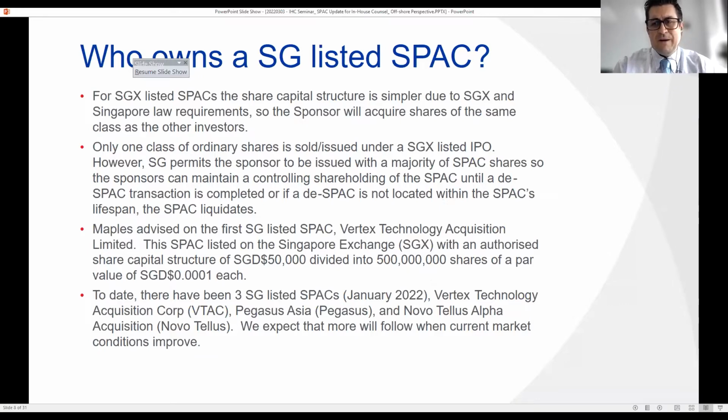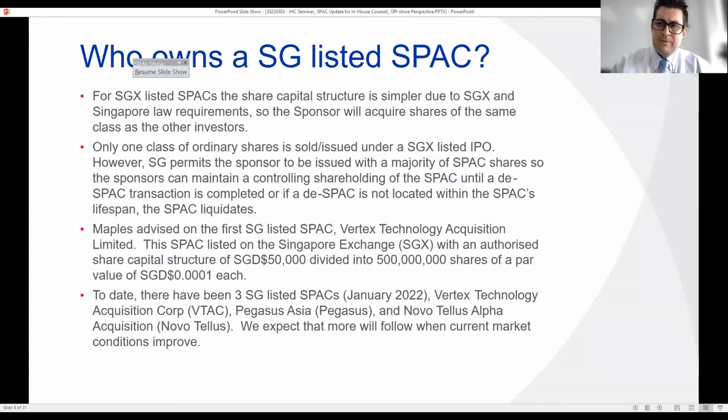The Singapore requirements are a little bit different in the sense that Singapore does allow the sponsors to hold a greater proportion of shares, so that the sponsor can maintain effective voting control of the SPAC until such time as a de-SPAC transaction occurs. It's very interesting to see what's happened with Singapore.